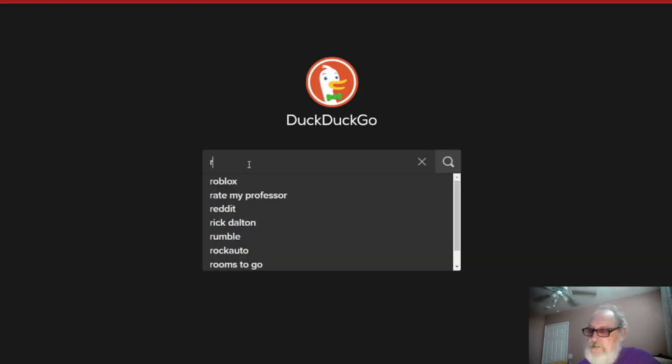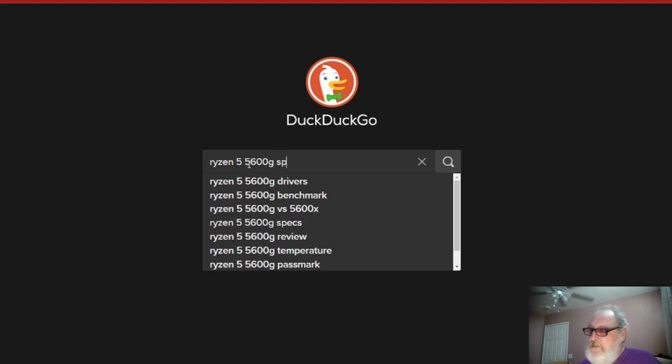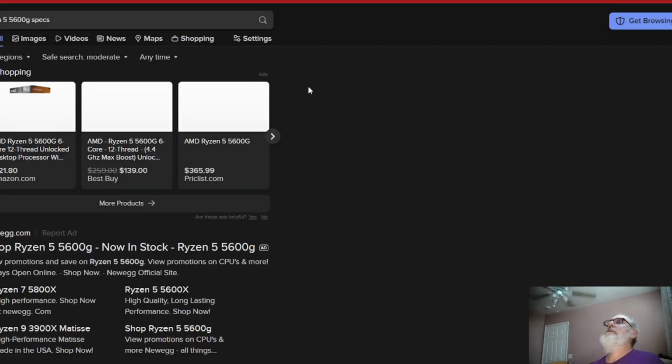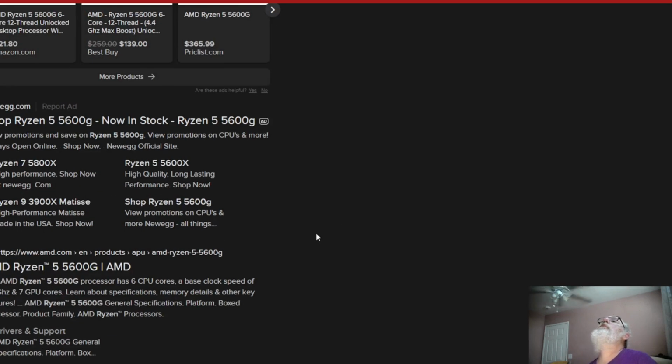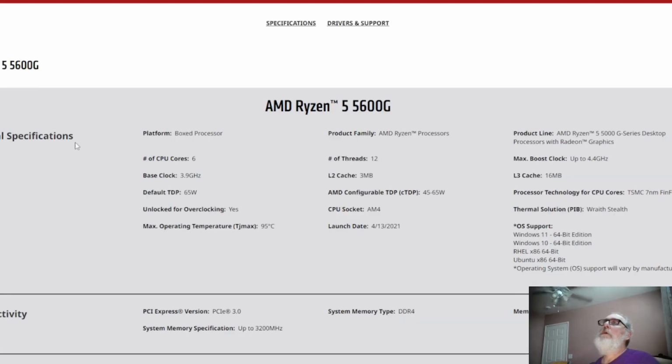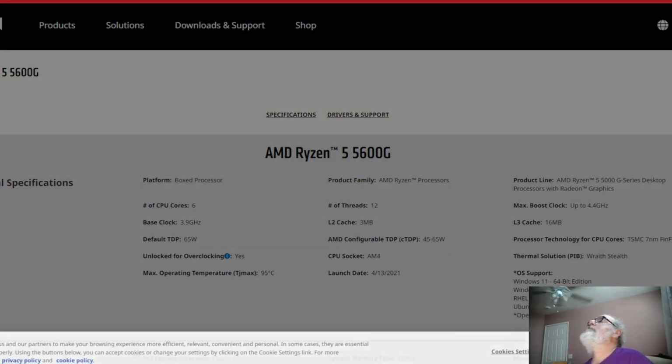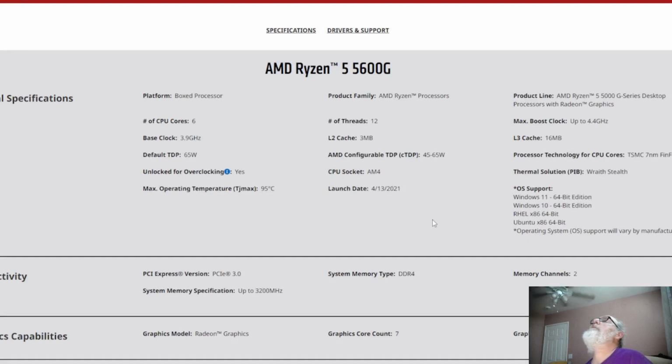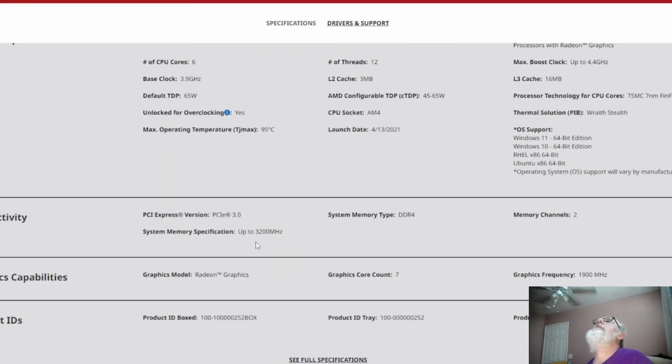We'll do the Ryzen 5 5600G specs. Okay, so accept all cookies, we know. Okay, see? Right here. Connectivity. Right here. It says system memory specifications.